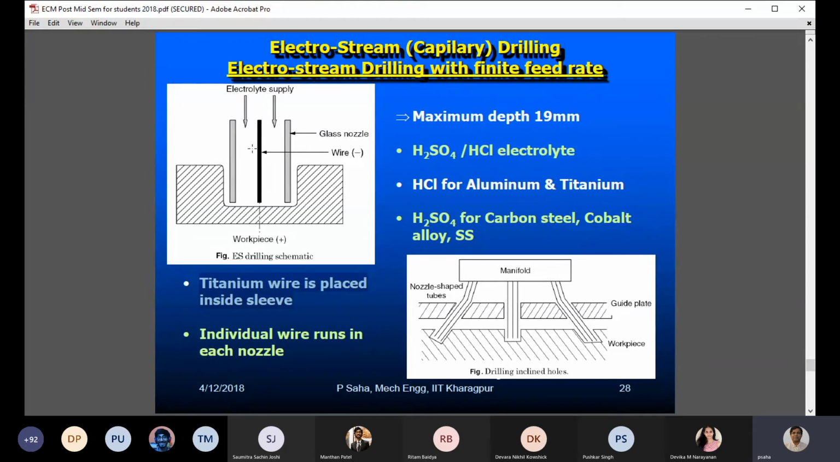But we have to ensure there is no short circuit over here. When we apply such a high voltage, the electrolyte charged particle stream accelerates the machining rate. With this, the depth of machining can go much higher, around 20 millimeter depth is possible.